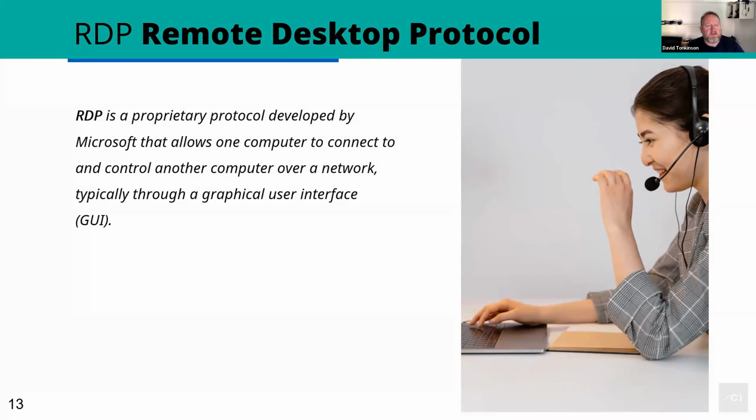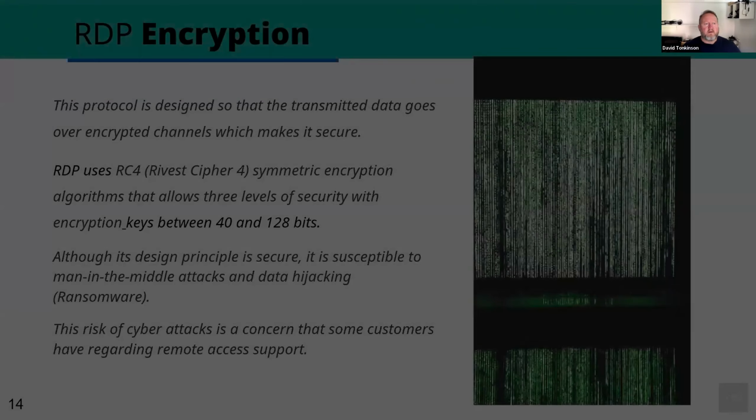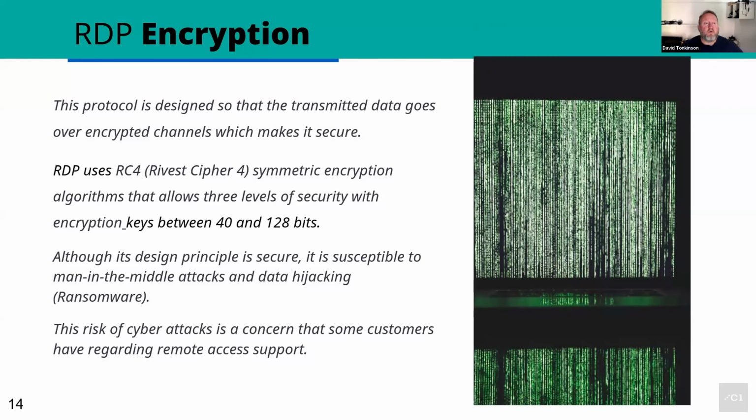RDP is a proprietary protocol developed by Microsoft. They developed it to allow them to do this. As I say, it uses a graphical user interface. RDP is encrypted. It's important that things are encrypted because we don't want this traffic and communication getting intercepted. It uses RC4 encryption, which is a fantastic encryption key. It is between 40 and 128-bit encryption. That's pretty tight in general. Not as good as 256, but it is pretty tight. So there are criticisms. Sometimes people say it's not quite as secure as SSH.